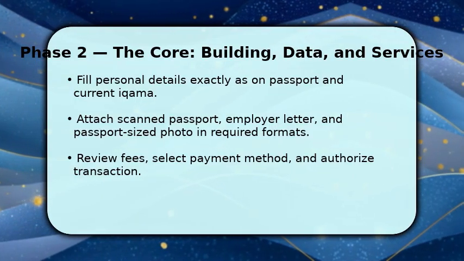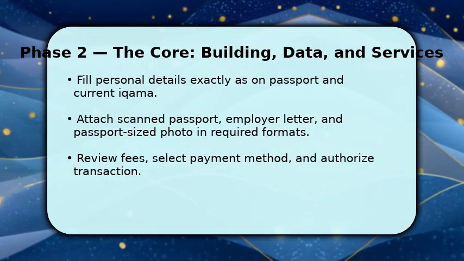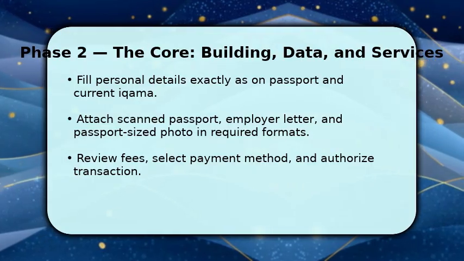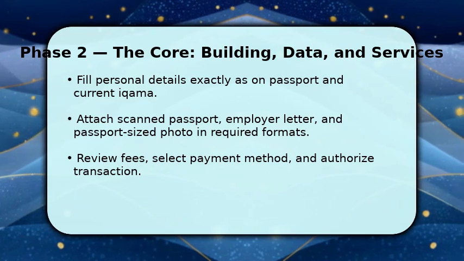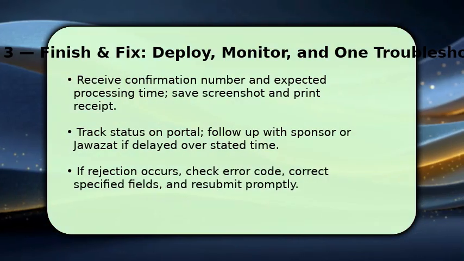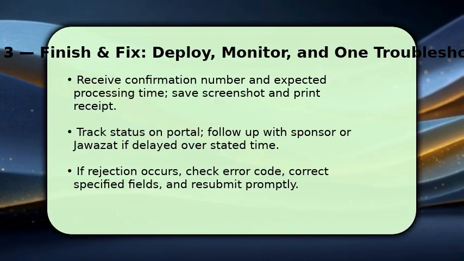After attachments, review the summary page line by line and confirm accuracy. Then proceed to the payment gateway. Choose a valid card or MADA/SADED option. Finish by confirming submission. You should get an on-screen confirmation number and an email or SMS receipt. Capture a screenshot and print the receipt for records.